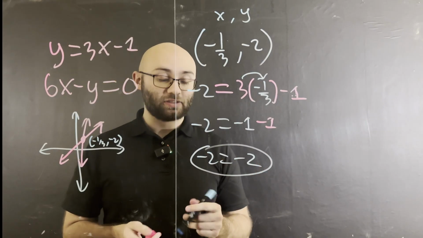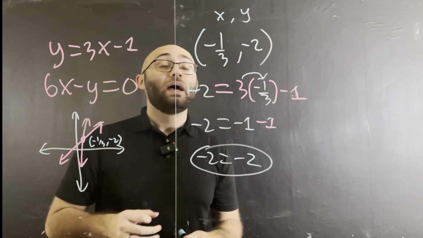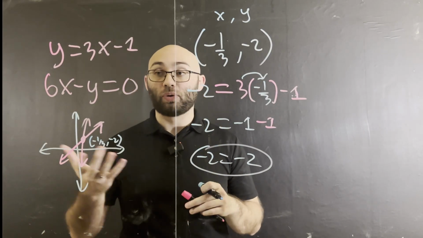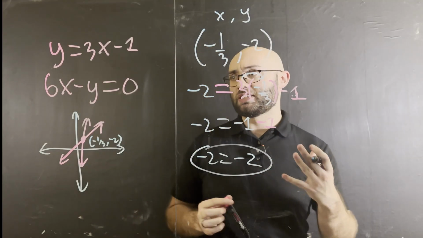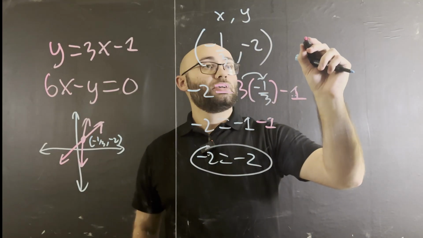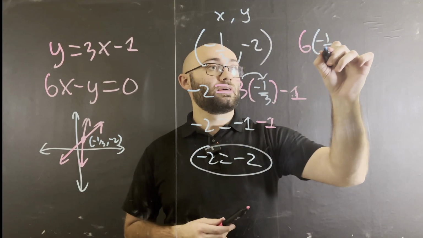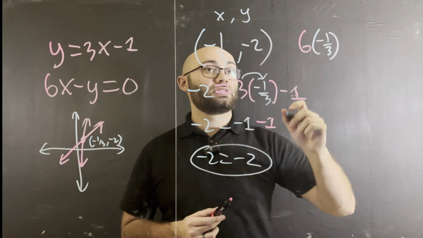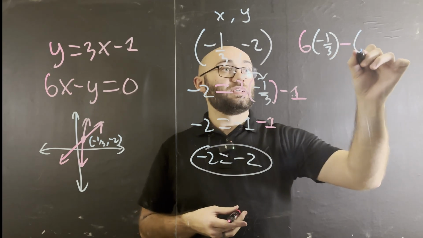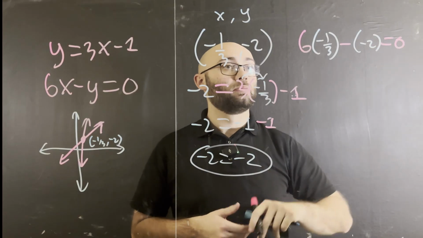So that is a way that we are able to check, hey, this was an actual solution. And it is good practice to check it for both of them. Like if this is a test, I strongly suggest that you check it for both. So we got 6. We're going to plug in what we have for x, which is -1/3, close the parentheses, minus parenthesis -2 for our y, and that's all equal to 0.